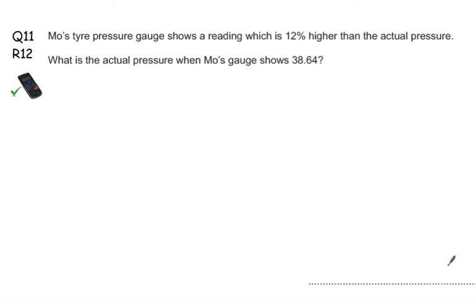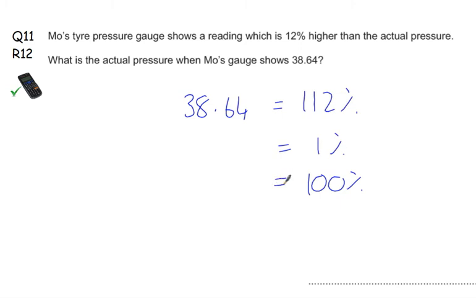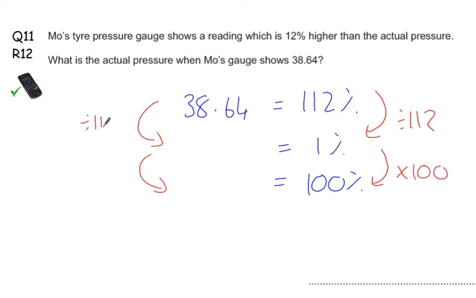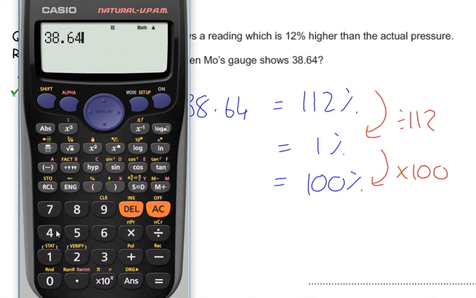The pressure gauge showed a reading which is 12% higher than the actual pressure. What is the actual pressure? So when it reads this, that is equal to 112%. I want 100%. I've got a calculator, so I'll find 1% first of all. Divide by 112, times by 100. $44.5.